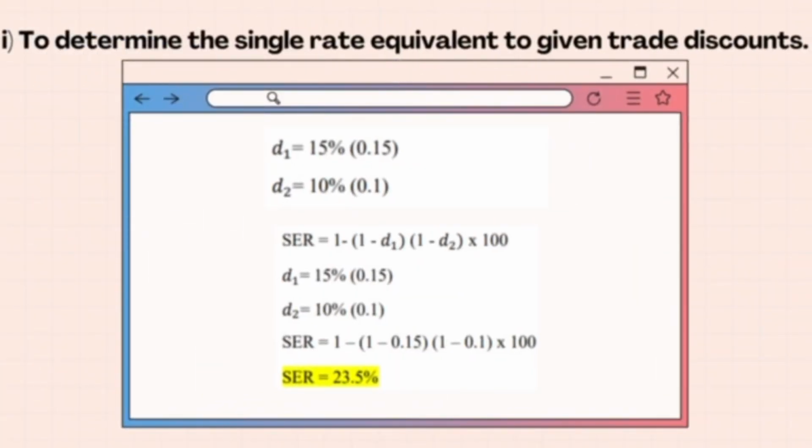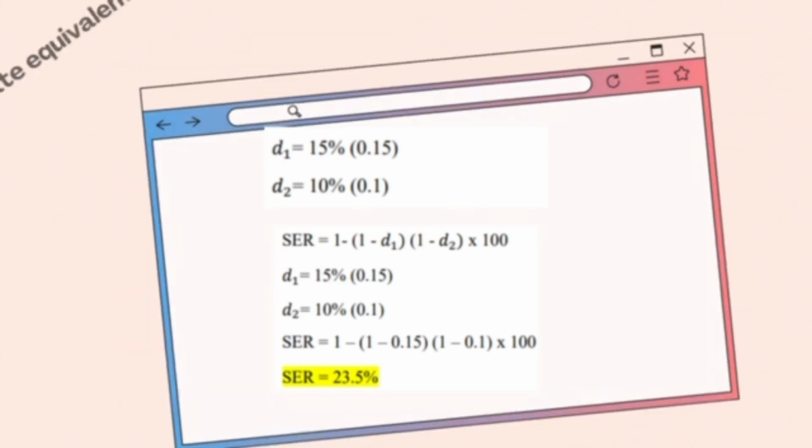Determine the single rate equivalent to the given trade discounts. We need to use the SER formula: SER equals 1 minus (1 minus D1) times (1 minus D2), times 100. D1 equals 15%, D2 equals 10%. So SER equals (1 minus (1 minus 0.15) times (1 minus 0.1)) times 100. The answer is SER equals 23.5%.